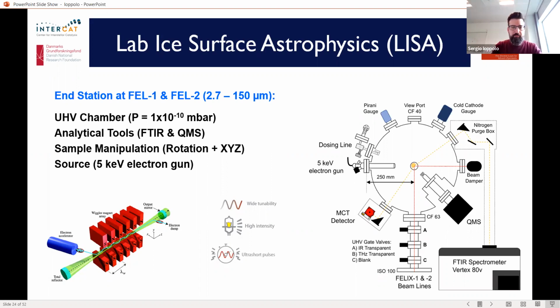We can also manipulate the substrate, and we have an electron gun as well if you want to do chemistry. What is unique about the facility is that we use this laser that has a wide tunability. It's a monochromatic or nearly monochromatic laser, so we can change the frequency continuously throughout the mid-infrared and the far infrared terahertz range. This laser is quite intense and has short pulses. So in principle, we can look at pump-probe experiments as well.